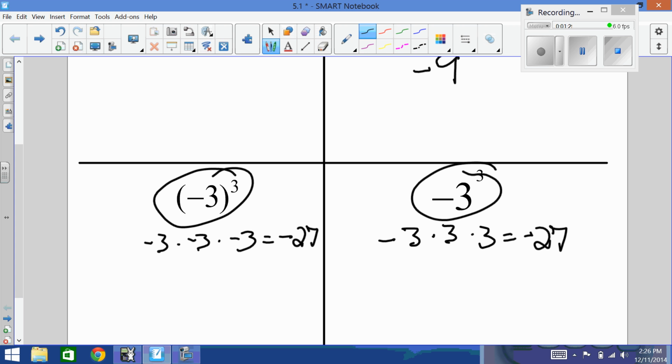All right? So what it means is when you have an exponent, you have to see if there's parentheses. If there is parentheses, that means you take the sign and the number and multiply by itself that many times. If there's no parentheses, you keep the sign, and then you just take the number and multiply it by itself the number of times, and you keep the same sign. All right, let's move on.